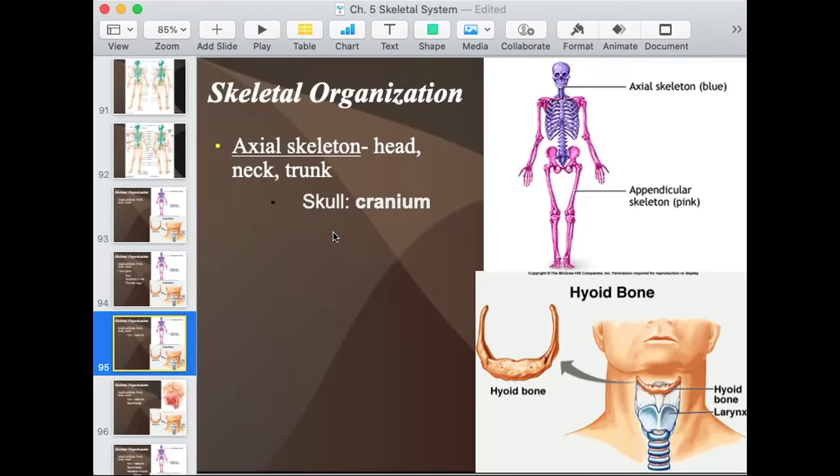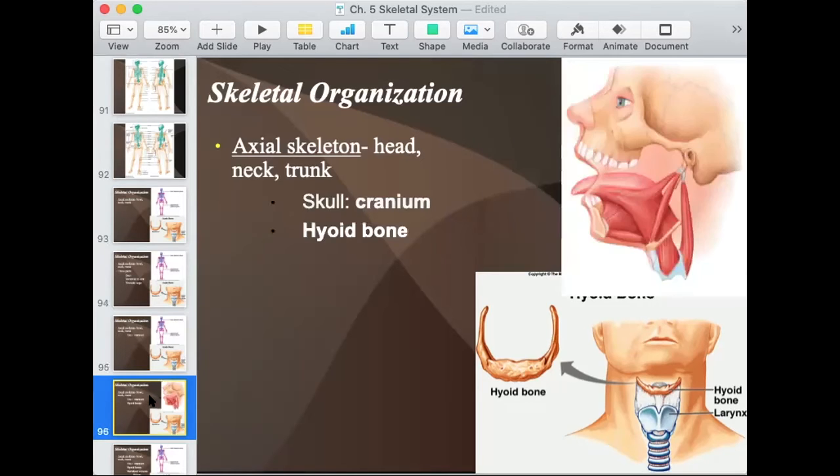Skull is also called your cranium. And the hyoid bone is also part of the axial skeleton, which is your throat area. It's above your voice box. So it connects to your tongue.